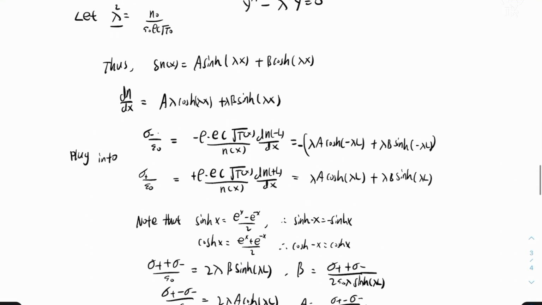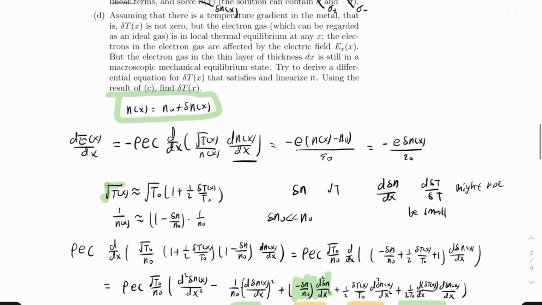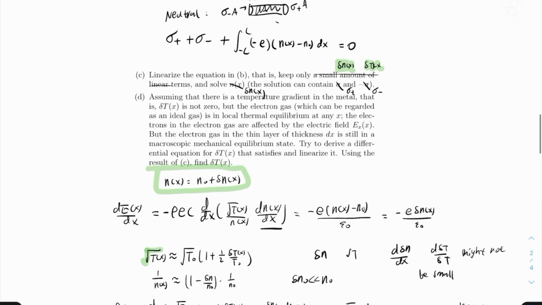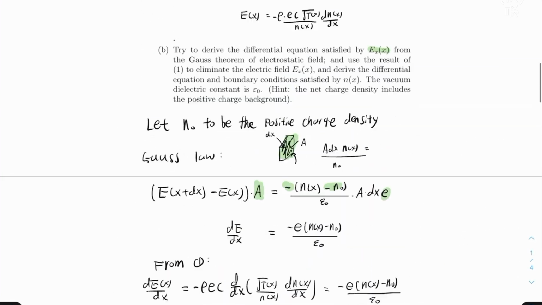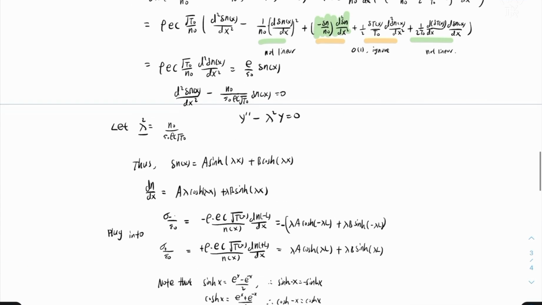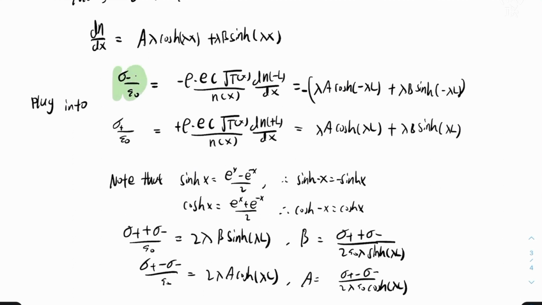And now you just basically need to plug in the boundary condition. And from above, we can see the boundary condition. Wait, let me see, where is it? Oh, here's the boundary condition. We just need to plug in this equation. And now we'll see that sigma minus divided by epsilon is equal to this stuff.